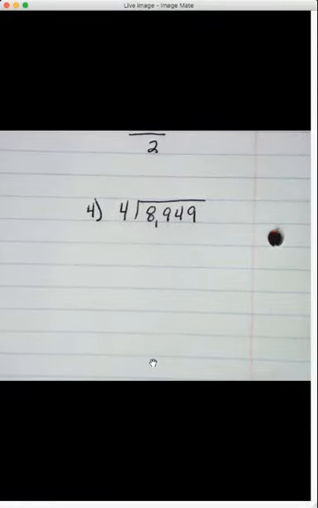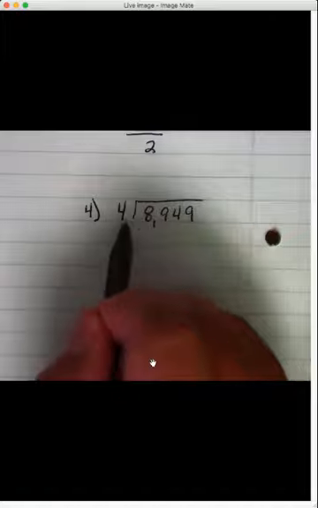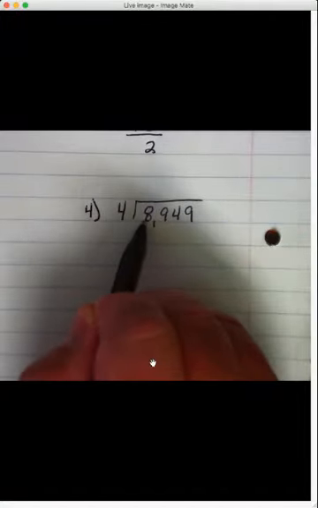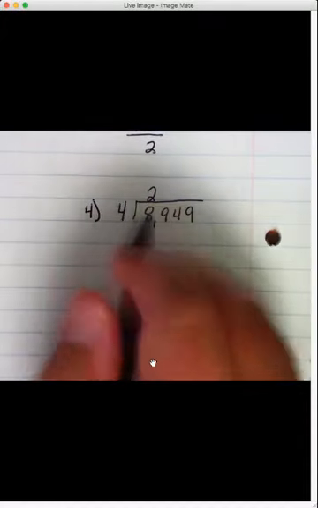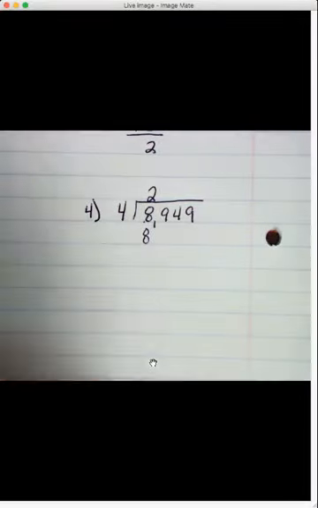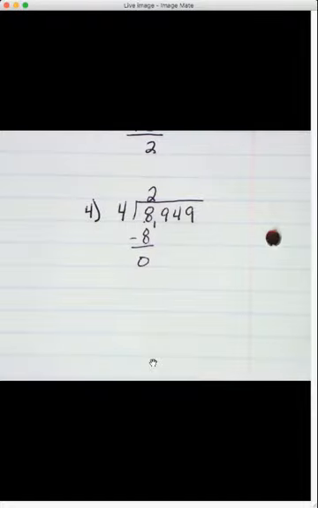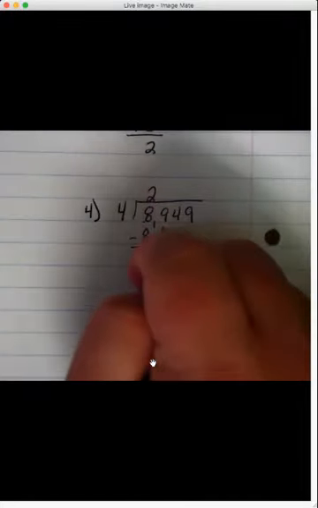8,949 divided by 4. So start with daddy, mama, sister, brother. Daddy divide. Will 4 go into 8? It sure will. 8 divided by 4 is 2. Mama multiply. 2 times 4 is 8. Sister subtract. 8 minus 8 is 0. Brother bring down. Bring down our 9.